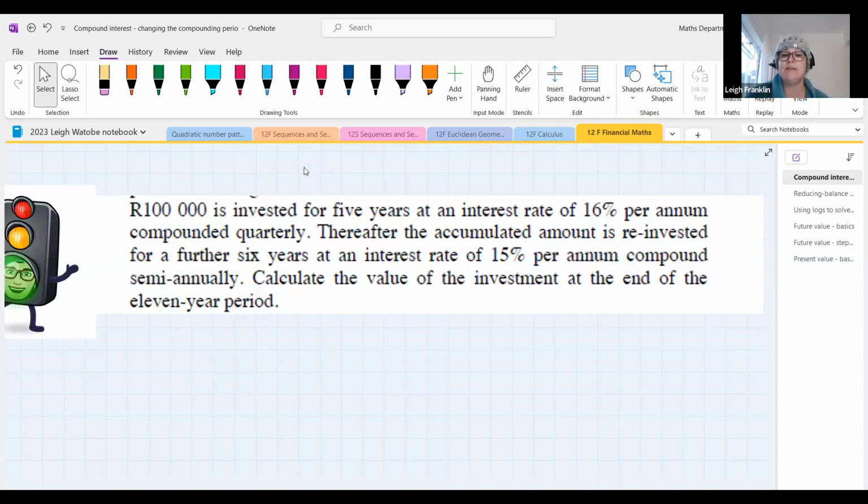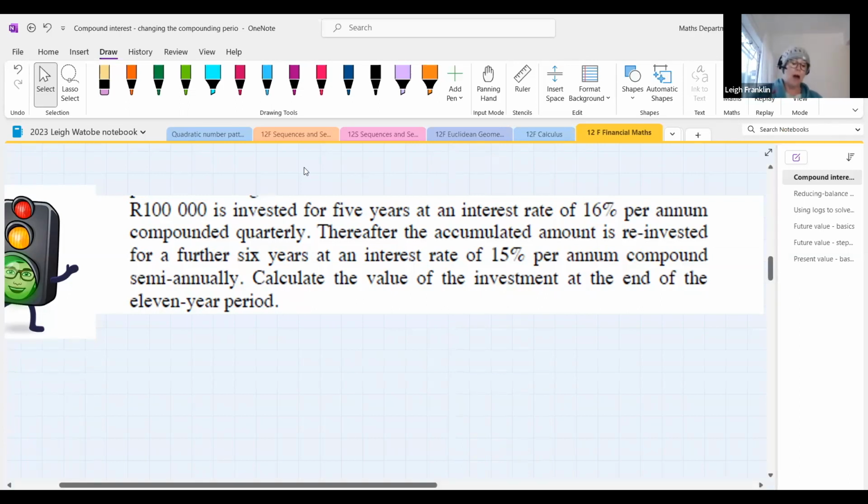100,000 Rand is invested for 5 years at an interest rate of 16% per annum compounded quarterly. Thereafter, the accumulated amount is reinvested for a further 6 years at an interest rate of 15% per annum compounded semi-annually. Calculate the value of the investment at the end of the 11-year period.